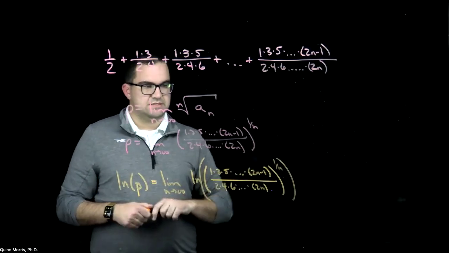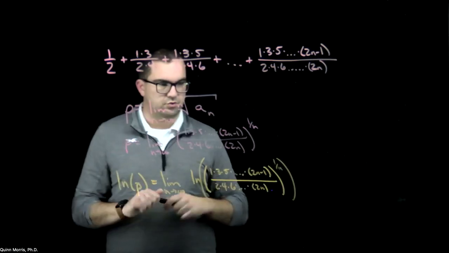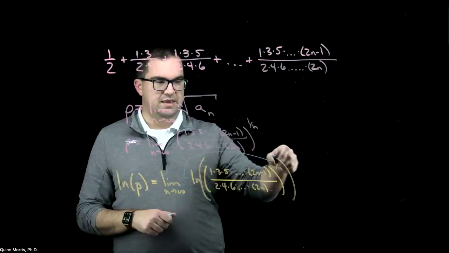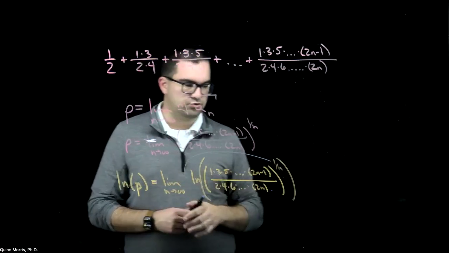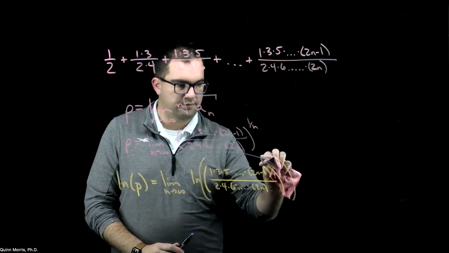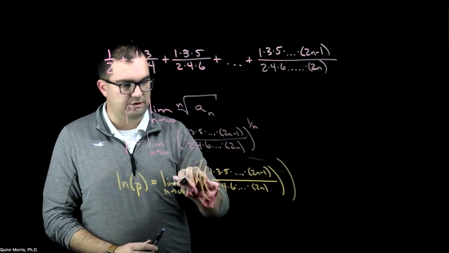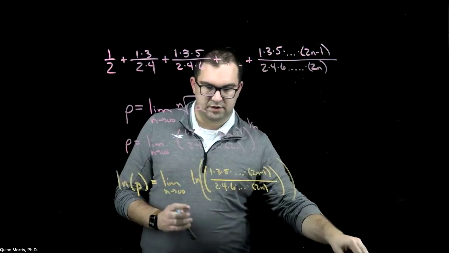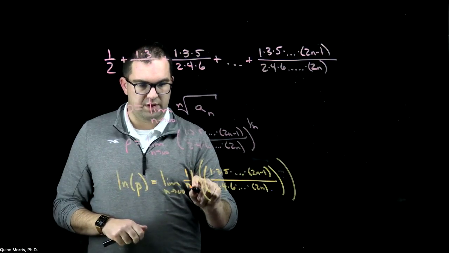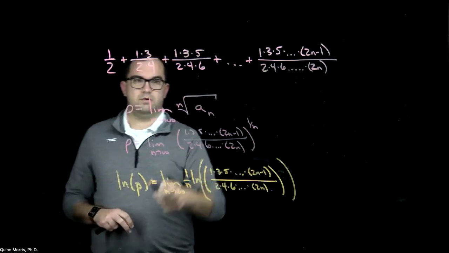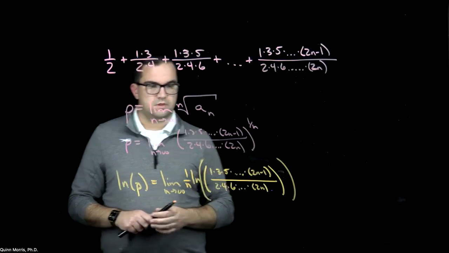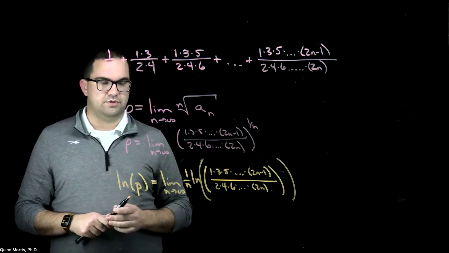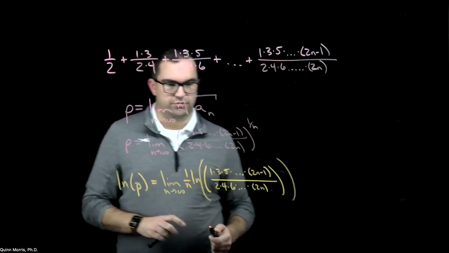Now, the advantage of this is it allows me to apply properties of natural logs, namely that natural log of a to the b is equivalent to b times the natural log of a. So this exponent here can in fact come down out front. And so this is equal to the limit as n goes to infinity of 1 over n times the natural log of this term. Now, the question then becomes, okay, I know what happens to 1 over n as n goes to infinity. That's going to go to 0. What happens here to this term?